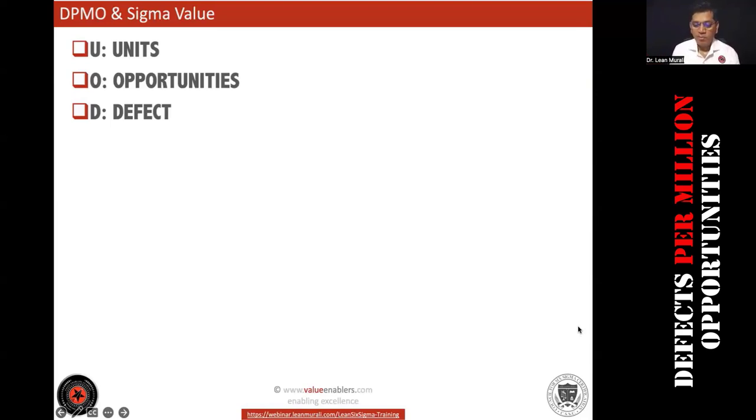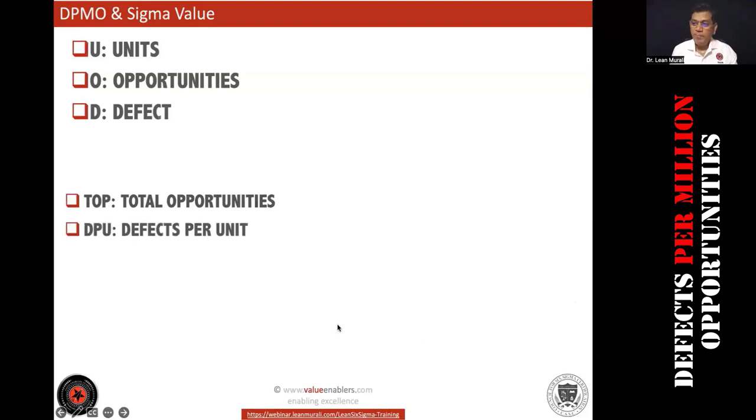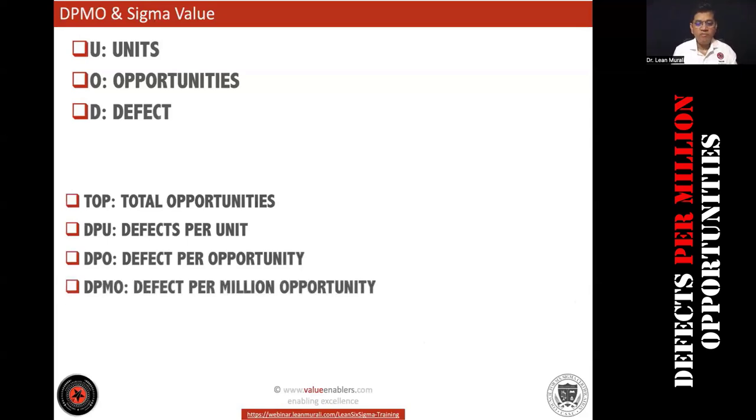DPU, DPMO. Defects, opportunities, and units. Very simple concept, and I'll make it much simpler. What is total opportunity, TOP? What is DPU? Defects per unit. What is DPO? Defects per opportunity. And what is defects per million opportunities?